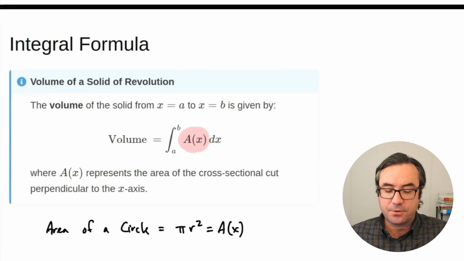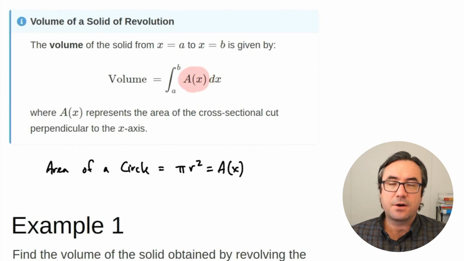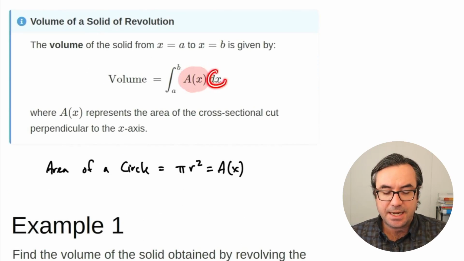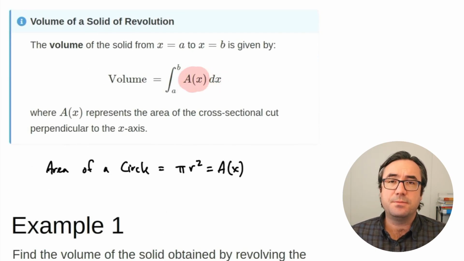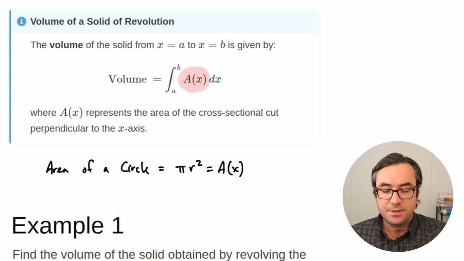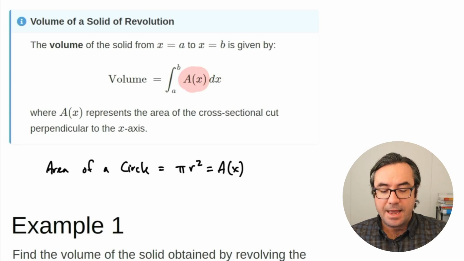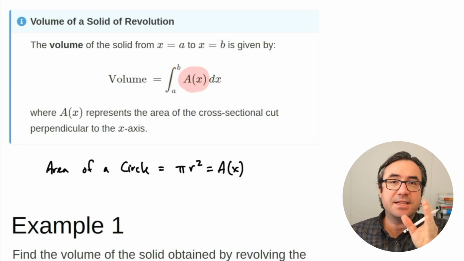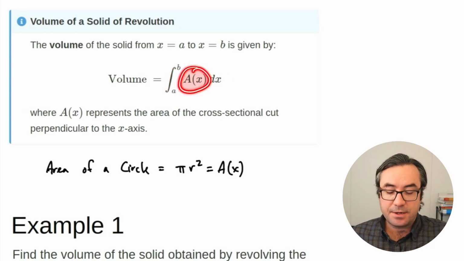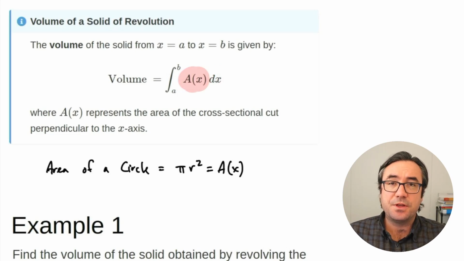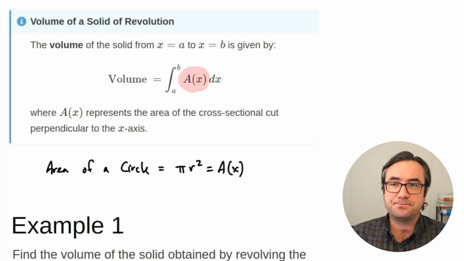And that's what this integral formula does. The area of our cross-sectional cut times dx is essentially giving us the volume of the disc. So it's the area times the thickness. And what the integration does is it adds all those tiny pieces together to get the total volume. So the area times the thickness, add up the results, gives us the total volume.